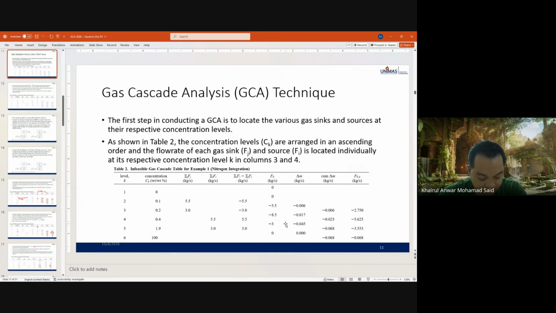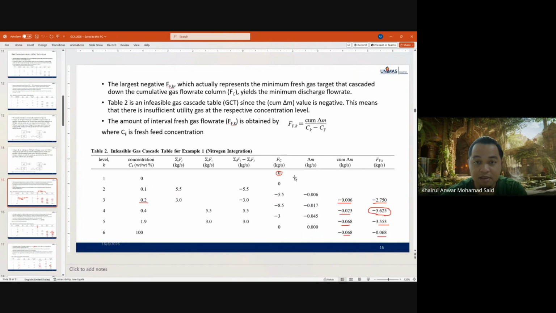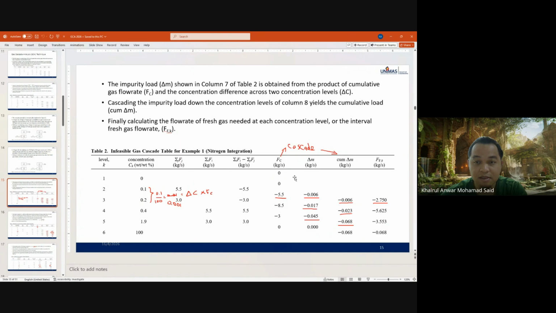Therefore, the impurity load cascade. The delta M equation: delta M is equal to FCK times CK minus CK1. Sum this down to obtain the relative impurity load, the cumulative delta M.